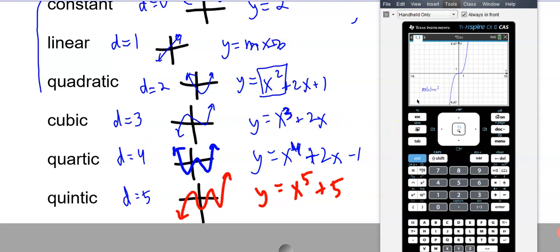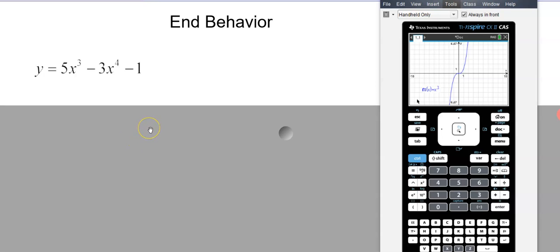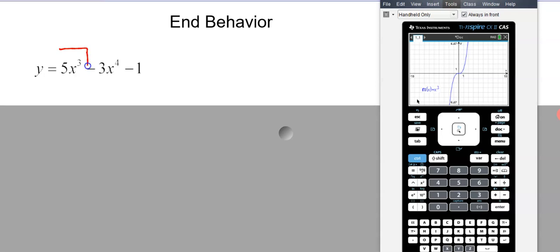Okay, let's look at end behavior here. So end behavior of this graph. The key thing with end behavior is you really want to look at the largest degree term. Oh, I did not put it in order, did I? In this case, the first term is third degree, the last term is 0 degree, but the middle term is fourth degree. So this is a fourth degree.